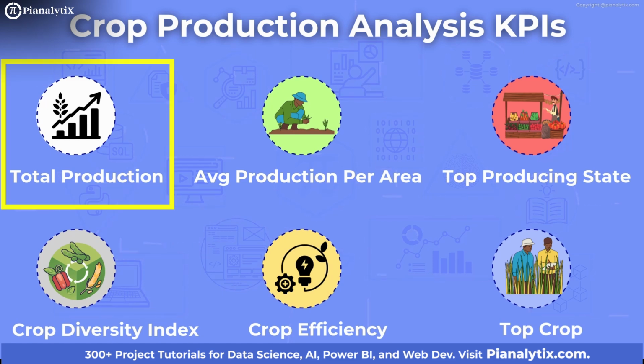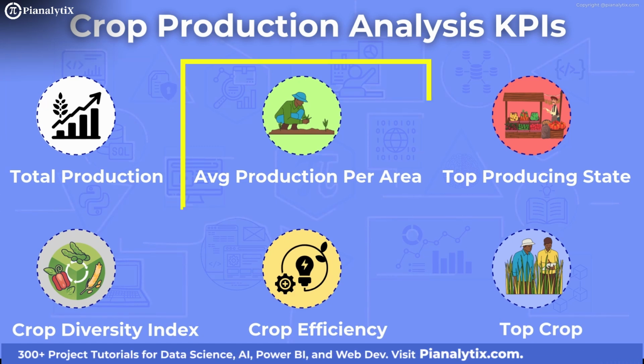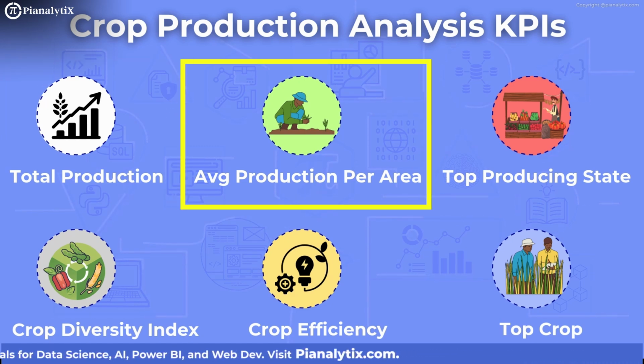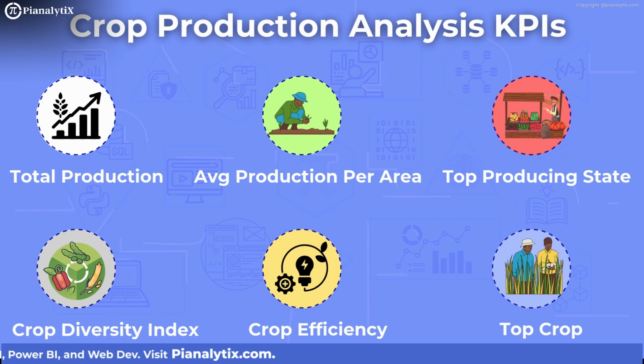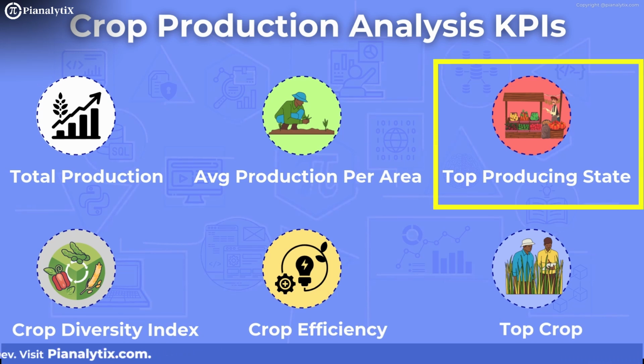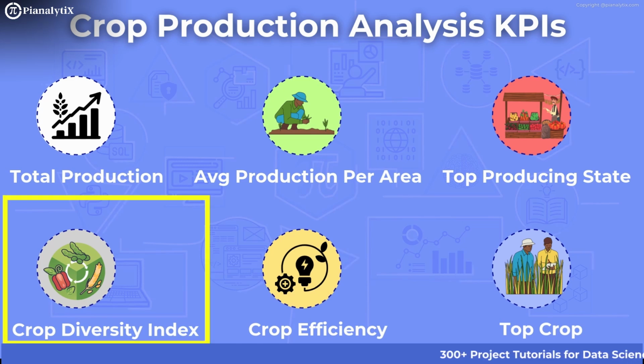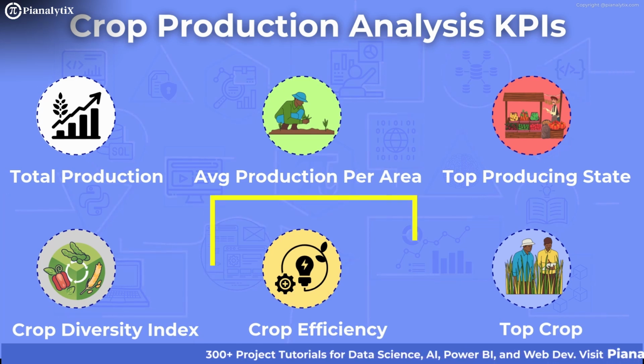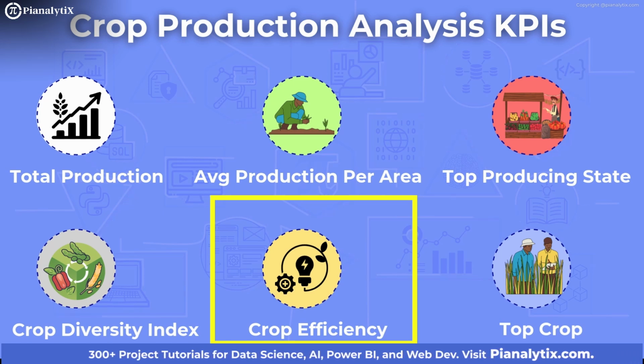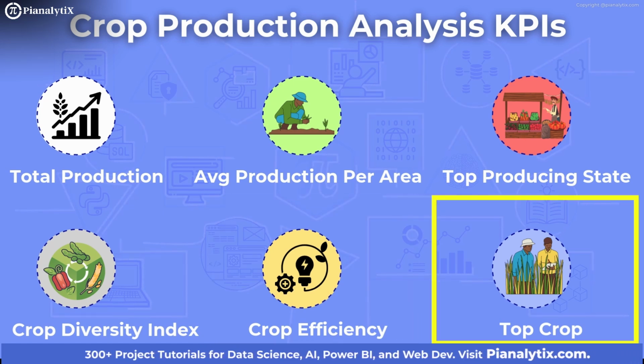measures the overall output of all the crops. Average production per area assesses the crop yield efficiency. Top producing state identifies the leading contributor to the overall crop production. Crop diversity index indicates the variety of crops grown. Crop efficiency evaluates the effective use of resources. Top crop focuses on the most highly cultivated crop. So, without further ado, let's get into the demo of the project.